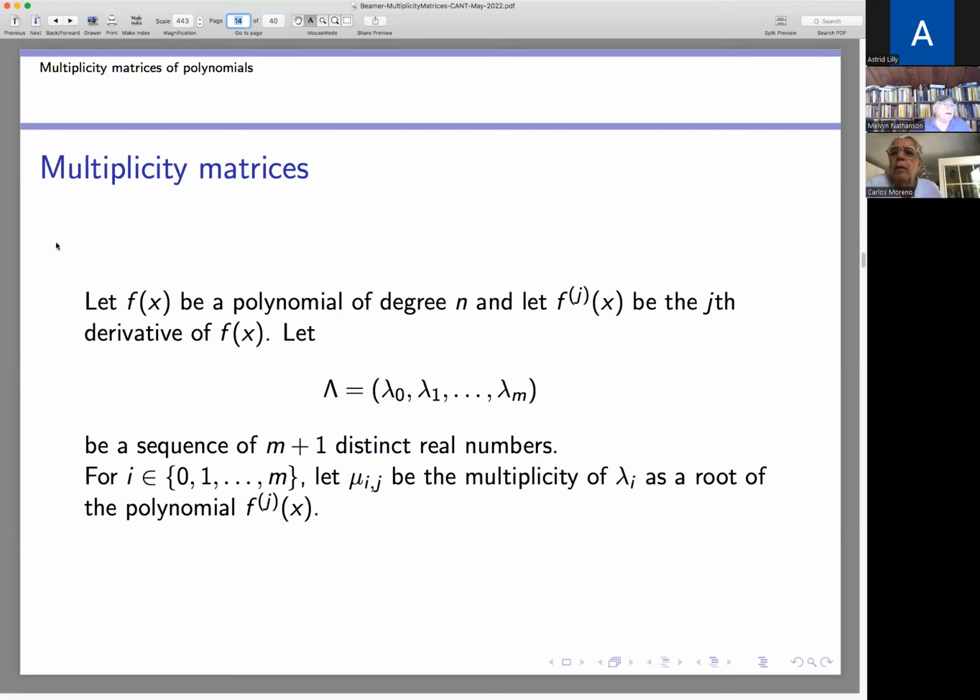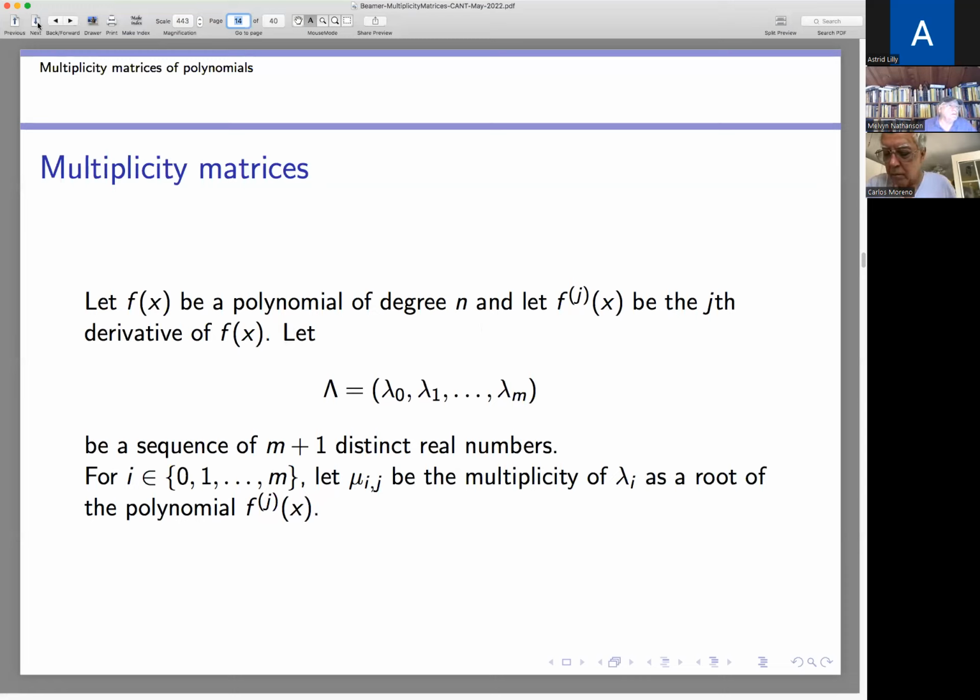So we say that f of x is a polynomial of degree n, that f_j of x is its jth derivative, and take a sequence lambda of m plus 1 distinct real numbers. And for each real number lambda_i, the polynomial f of x is fixed. It's a fixed polynomial of exactly degree n, not degree n minus 1, degree n. And so you can take the jth derivative for j going from 0 to n, and you let mu_ij be the multiplicity of lambda_i as a root of the jth derivative.